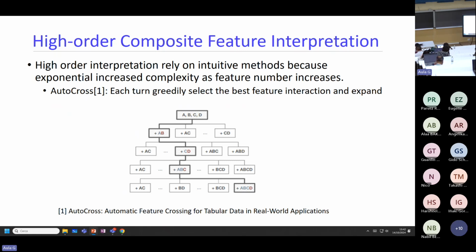Here we describe a technique called AutoCross. So for AutoCross, each turn they will greedily select the best feature interaction and expand to the next order. You can see this graph. They first expand to AB, AC, and CD. Then they find that AB performs the best. Then they extend AB to ABCD, and more. But this method is very greedy and cannot achieve the global optimum. And more research can be done in this area.